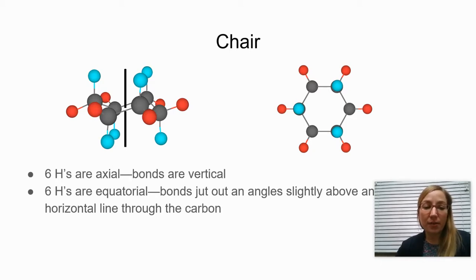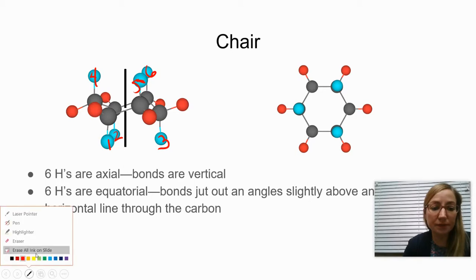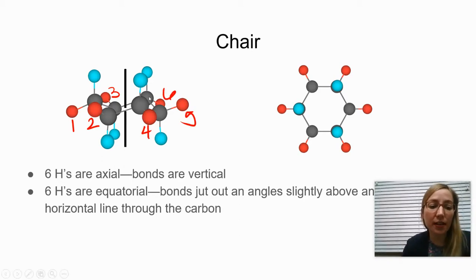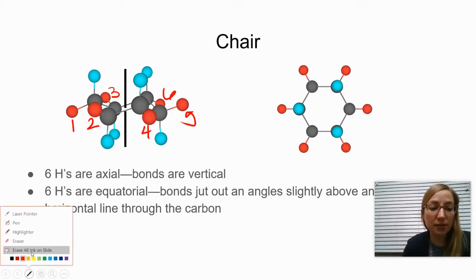Now, in the chair conformation, we have 6 hydrogens that are axial, so their bonds are straight up and down. The 6 that are axial are here: 1, 2, 3, 3 that are axial down, and 4, 5, 6, 3 more that are axial straight up. We have 6 that are equatorial, coming out at angles, 1, 2, 3, 4, 5, 6. Those angles are just slightly above or slightly below a horizontal line.